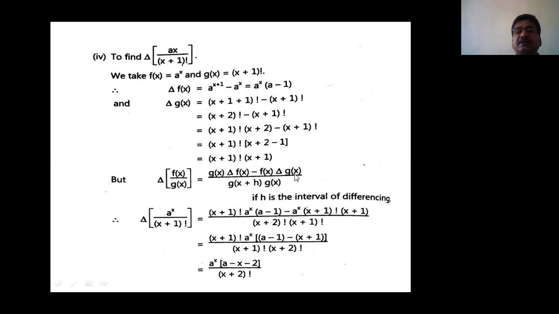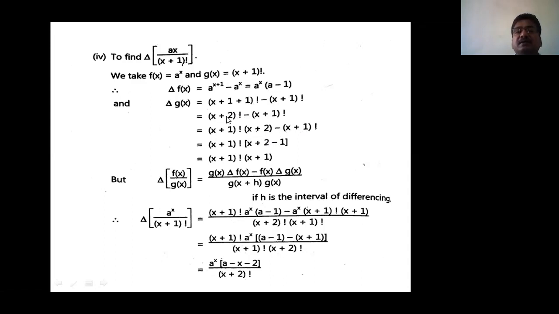And then we have to write here delta g(x). So delta g(x) is what? The value of this function x plus 1 factorial at the next point, actually replacing x by x plus 1, that is x plus 2 factorial minus x plus 1 factorial. And then x plus 2 factorial is x plus 2 into x plus 1 factorial, like 10 factorial is 10 into 9 factorial. Take this x plus 1 factorial common. So what do we have? x plus 2 minus 1.